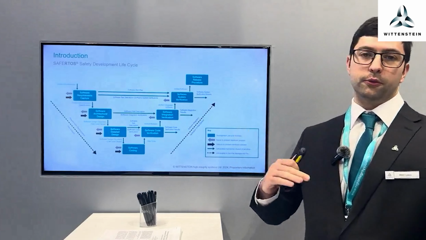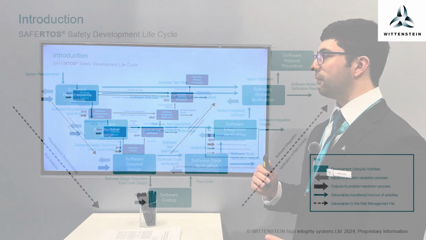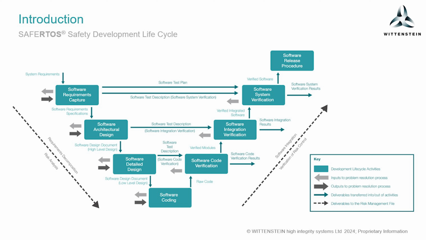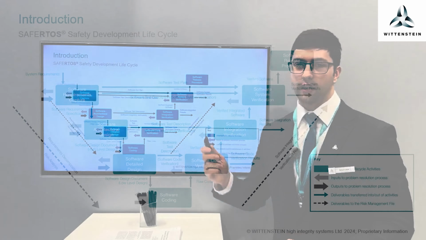Because SAFERTOS was built from the ground up for safety, we've had to follow a very strict development model. This is our V model. I'm not going to go through all of the details here, but essentially we are starting with high-level requirements up on this side, drilling down to the lower-level requirements, and eventually generating the code. And then we are, based on the left-hand side of the V, creating our test documentation and test code up on the right-hand side.